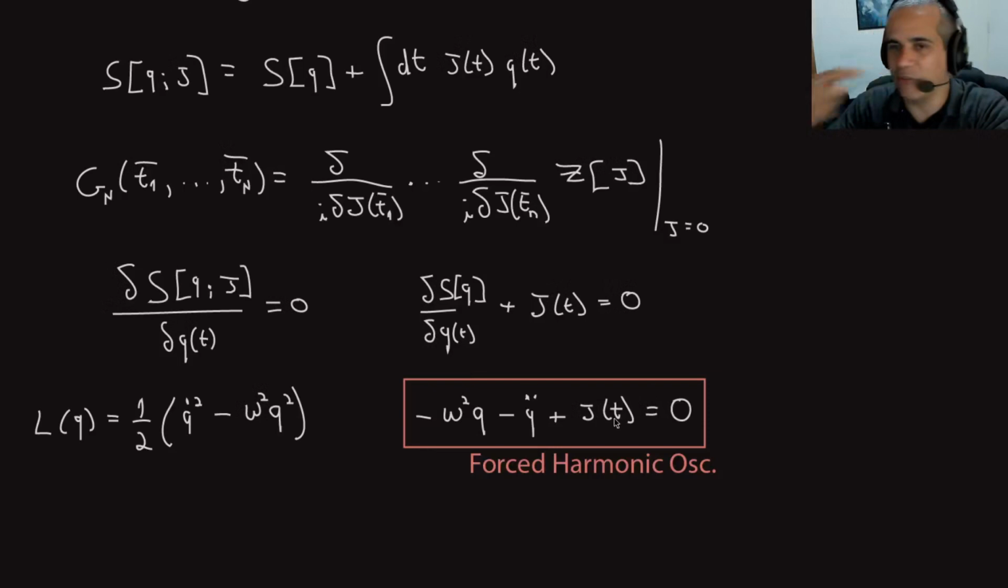yet another insight on what these correlators are, right? Since the correlators are obtained when I set J to 0, they are encoding the behavior of the system in the absence of external sources, right? External forces in this case, right? So now I know that J can be used to parameterize some behavior external to the system, right?